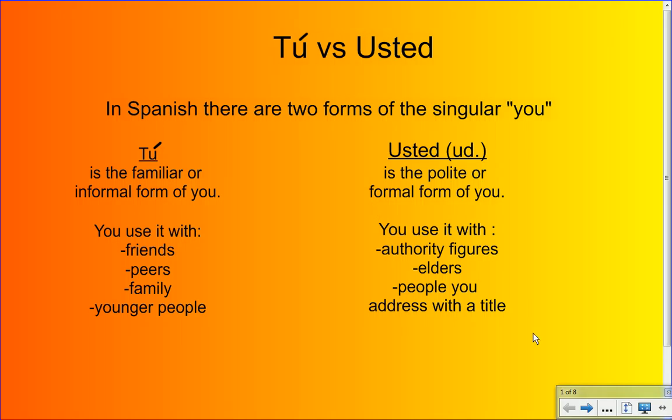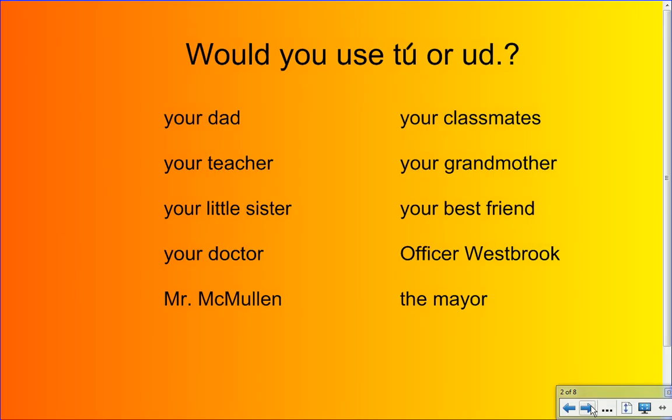All right, so let's take a look at the next page and see if we would use tú or usted with these people. All right, so the first one, your dad. It really depends upon your family dynamic. If you have a more informal family, then you would use tú with your dad. If your family is more formal with each other, you would use usted. You probably definitely use usted if you were in trouble. All right, the next one, your teacher. For your teacher, they're older than you, they're an authority figure. You should definitely use usted.